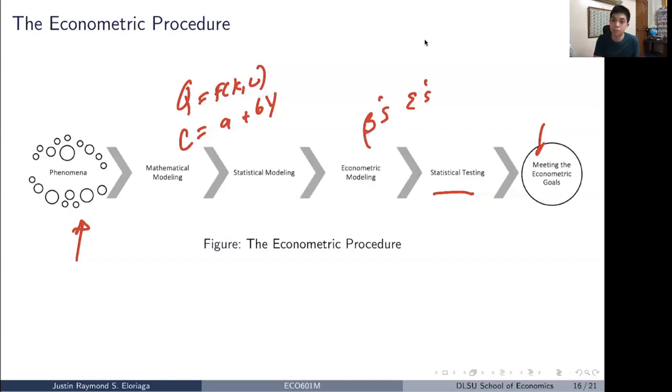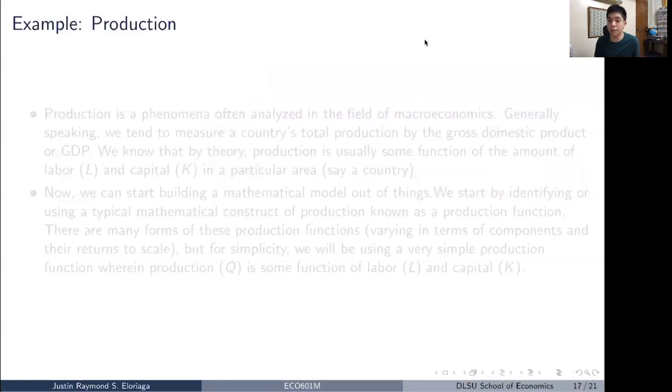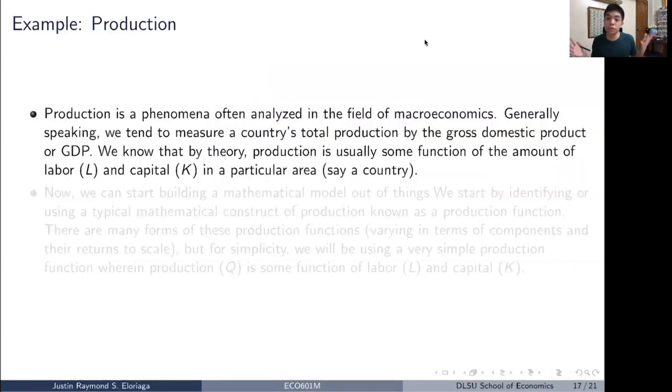So let's try and use an example for it. Say we observe production as our phenomenon. So the first step is the phenomenon. Say we look at the ambit of production. Generally speaking, we tend to measure production, at least as a real world data point, as a country's gross domestic product. Now, we know that by theory, production is usually some function of the amount of labor and capital. One of the approaches to count GDP is through an industrial origin approach, and these industries employ capital and employ labor. So it's some function of these two things.